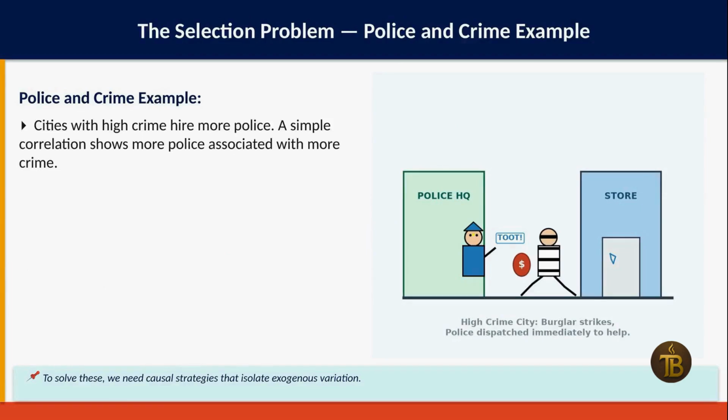We see exactly the same pattern with police and crime. Cities with high crime hire more police, so a simple correlation shows more police associated with more crime.